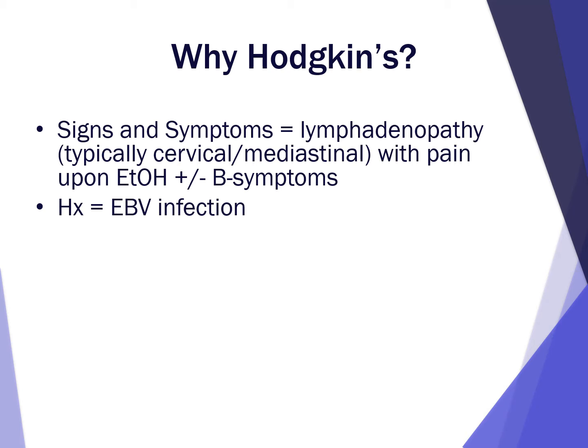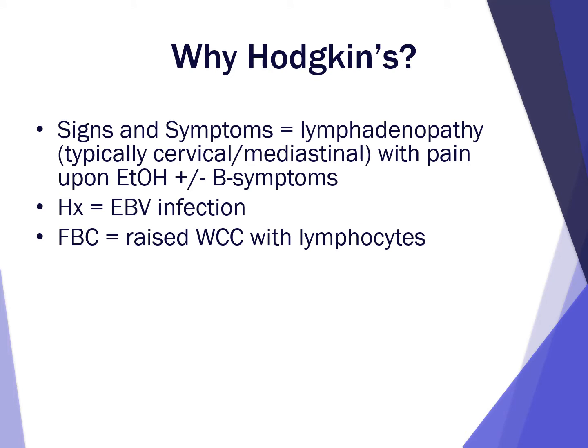He also had a history of glandular fever, which is caused by the Epstein-Barr virus. Now the Epstein-Barr virus is also a risk factor for Hodgkin's lymphoma, and approximately 40% of cases have traceable EBV on their samples. His white cell count was raised, and it was predominantly lymphocytes, and his X-ray showed a mediastinal mass, which will represent mediastinal lymphadenopathy.